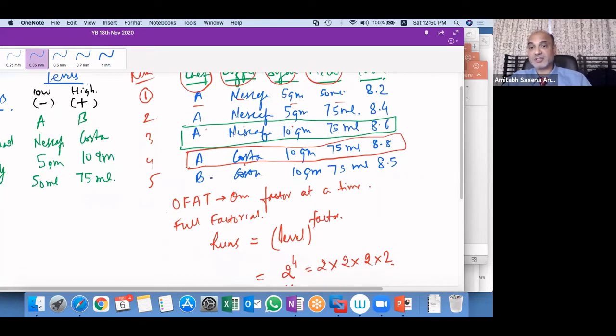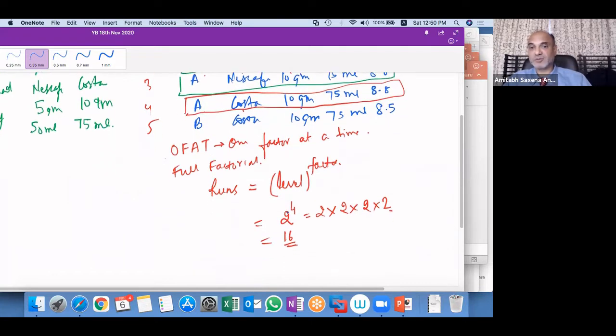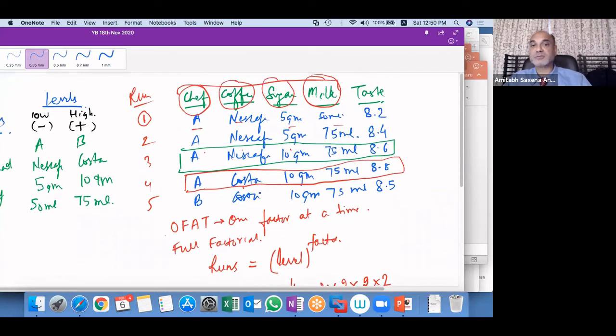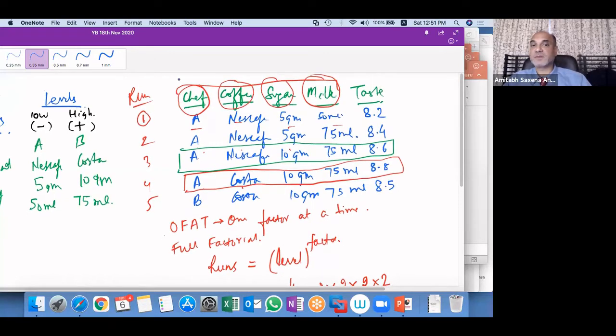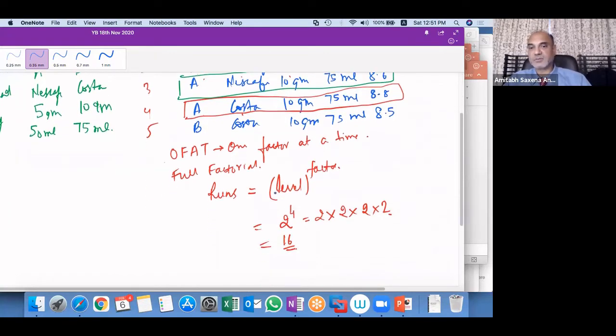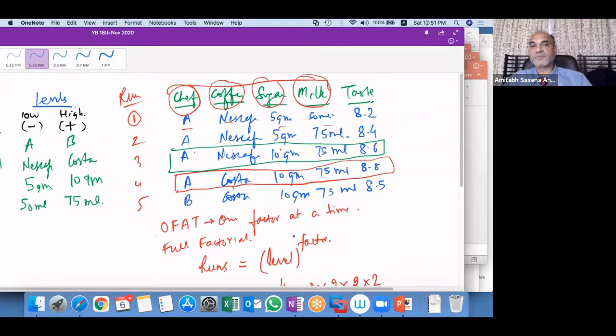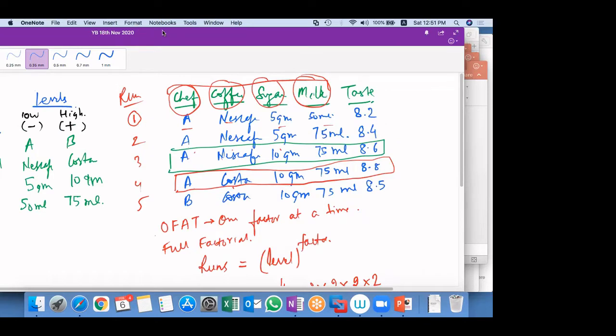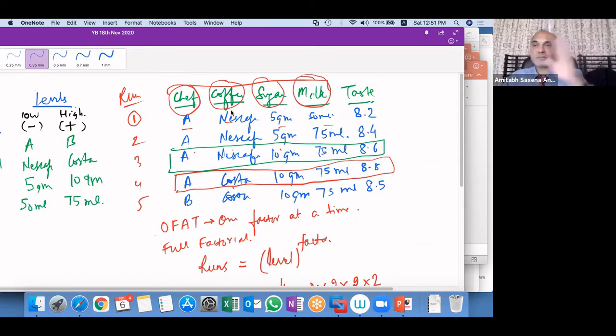The total number of runs possible for a full factorial experiment would be levels to the power of factors. So here, how many runs do I have? I can possibly have 16 runs, because I've got four factors and two levels. So we have levels 2 and factors 4, which gives 16 runs. For a full factorial experiment, I have to run the experiment with all possible combinations. So 16 experiments will give you all possible combinations.